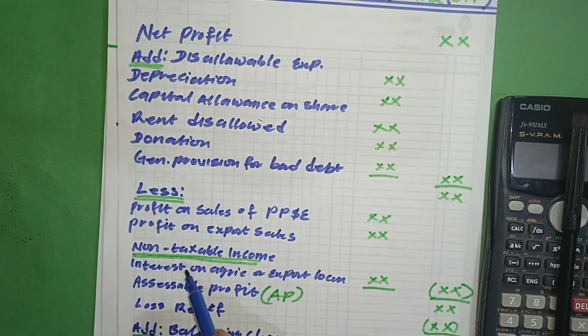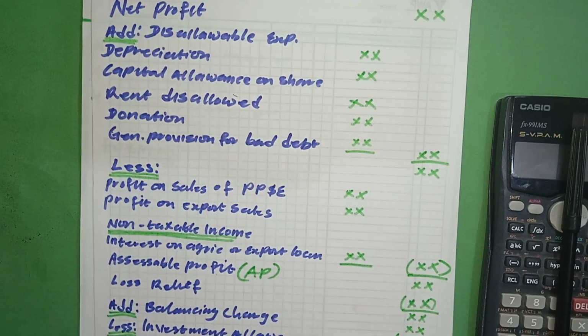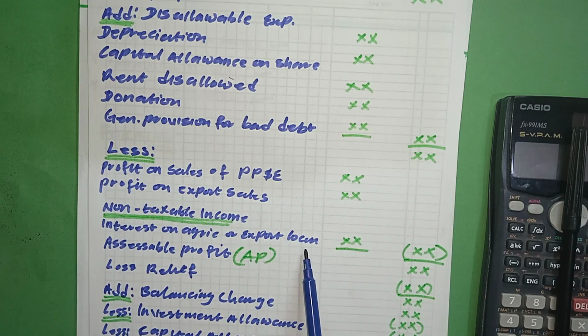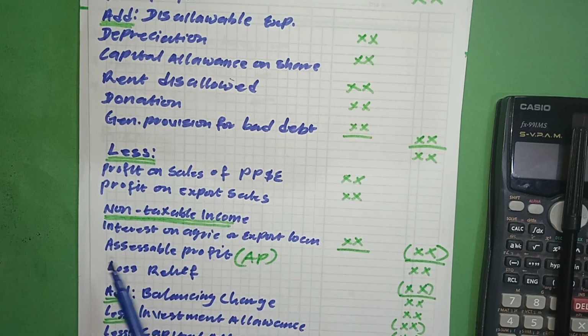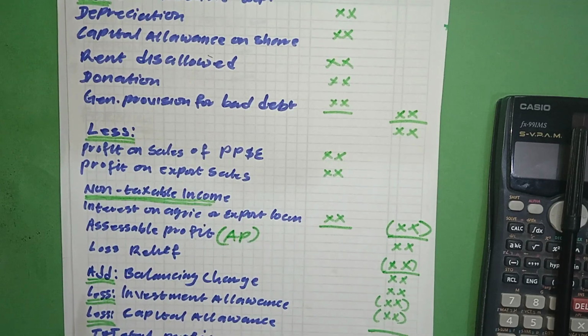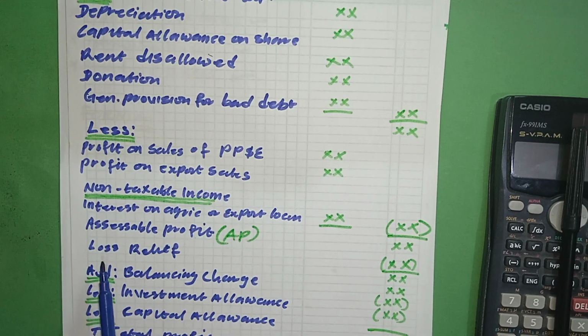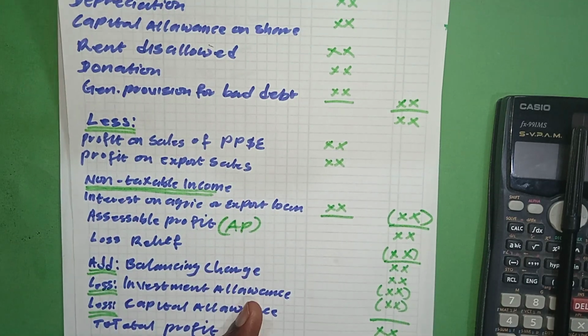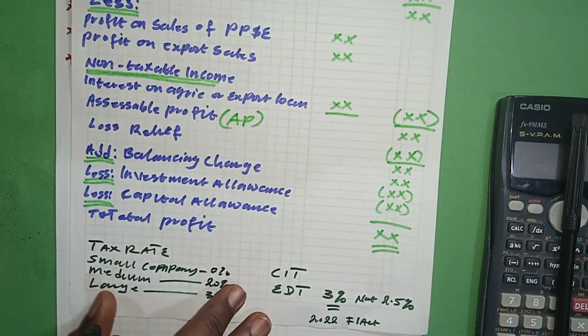Now, non-taxable income is the next one. This is just a format. Interest on agricultural exempted loans. Here will not give you what? Your assessable profit. Less relief. Do you have any relief? If you have any relief, then you less it.